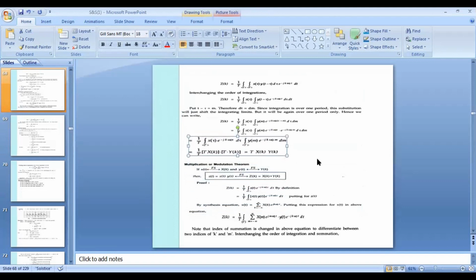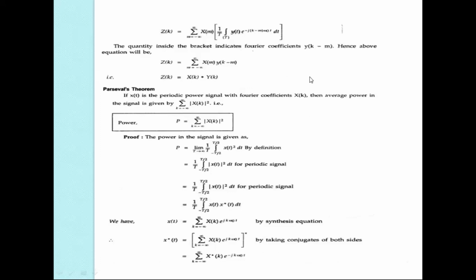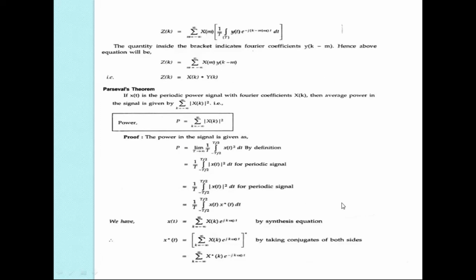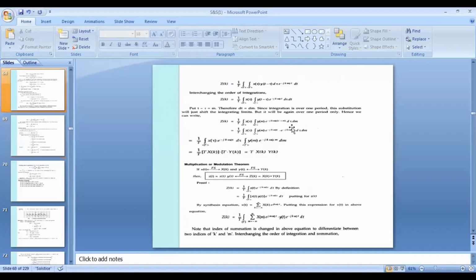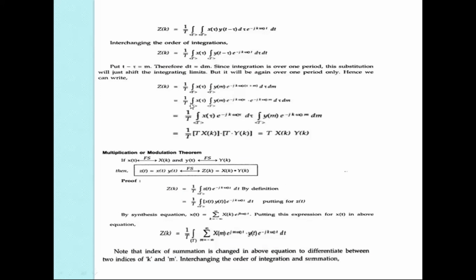So these are the two equations for the previous one. Now you can see the two equations. Now you can see 1 by T integral of x of tau e power minus jk omega naught tau d tau here, and integral T y of m e power minus jk omega naught dm df. So 1 by T is directly written here.